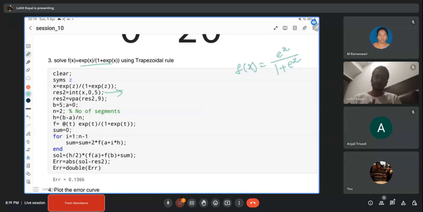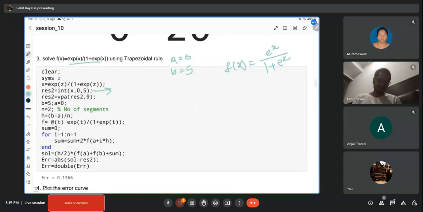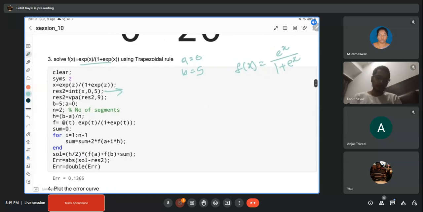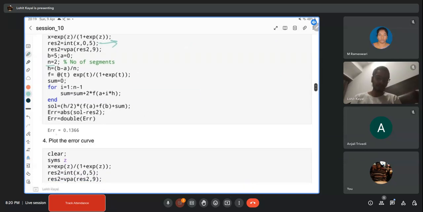Exactly the same code, just the function is different, and the limit is also different. So here a equals 0 and b equals 5. You see that I am using two segments, and h equals (b minus a) over n, exactly the same thing, and I am getting an error of 0.1366.